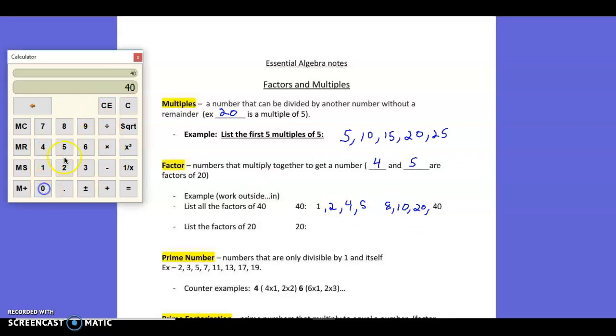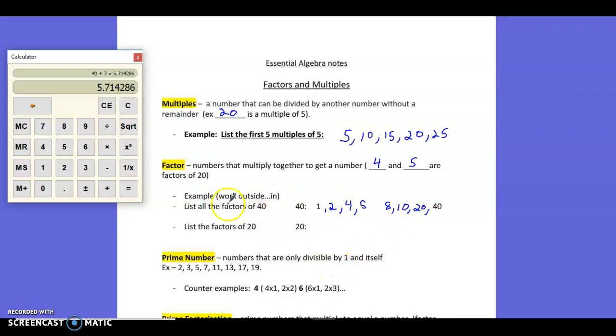Then the next number I'll check would be 6, because that's after 5. So 40 divided by 6 is 6.6667. Then the next number would be 7, and then we're back up to 8. So 40 divided by 7 does not work either. Anytime the divisor you're checking is bigger than the number you'd pair it with, then you know you're done. So our factors of 40 are 1, 2, 4, 5, 8, 10, 20, and 40.